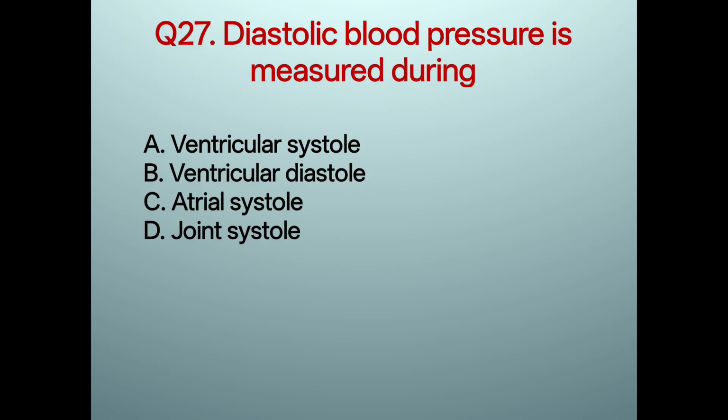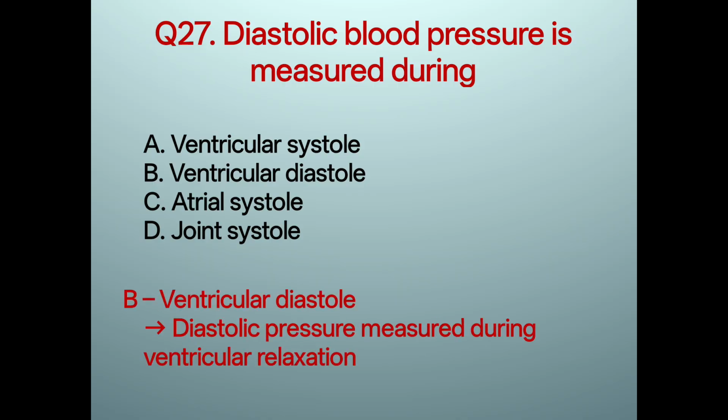27th. Diastolic pressure is measured during ventricular systole, ventricular diastole, atrial systole, joint systole. The correct answer is ventricular diastole. Diastolic pressure is measured during ventricular relaxation.